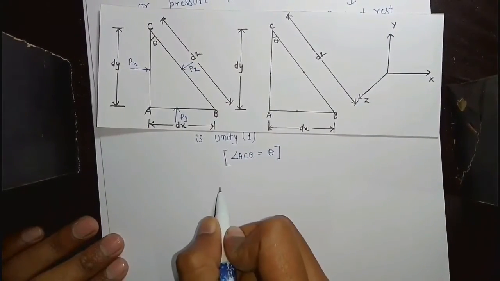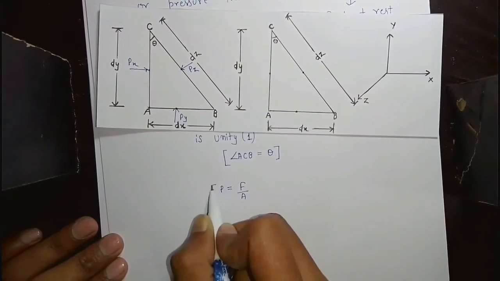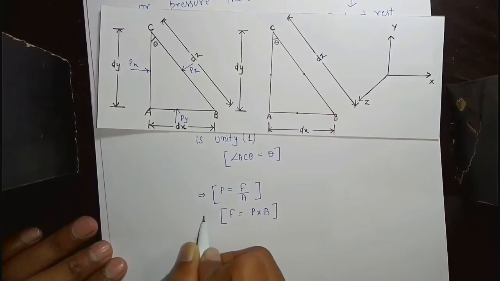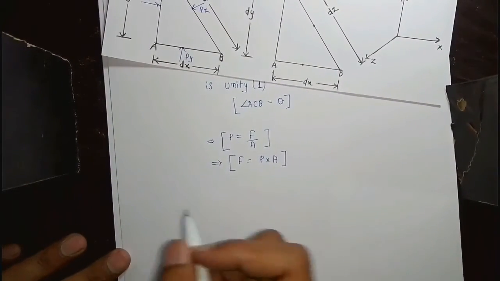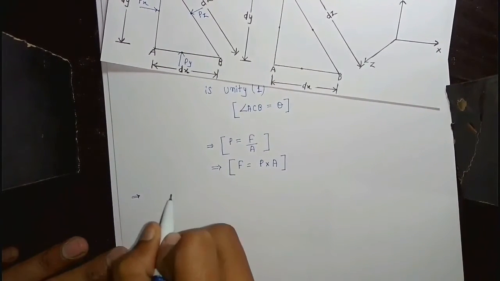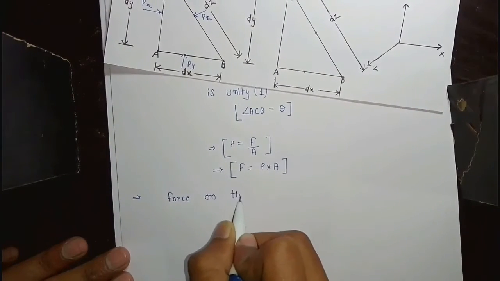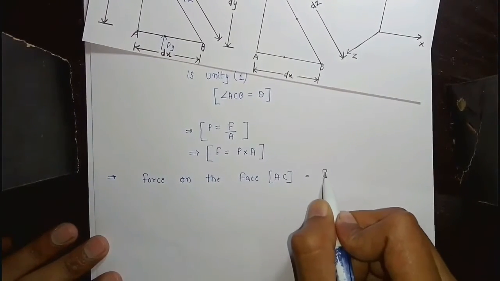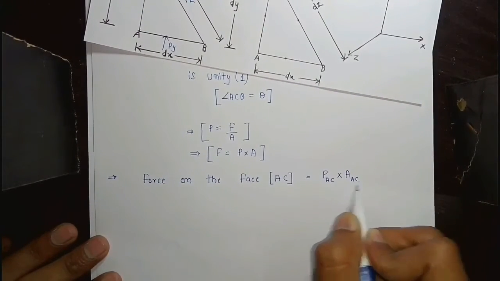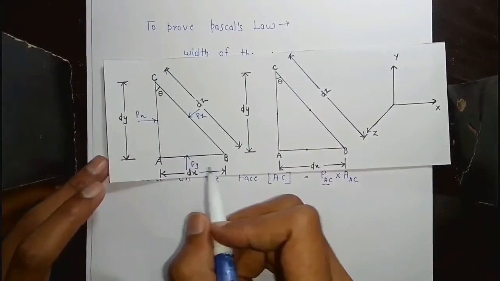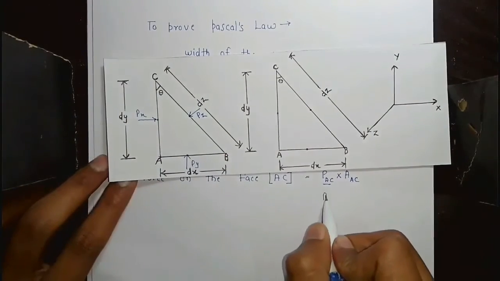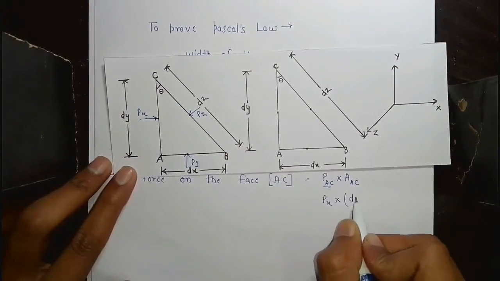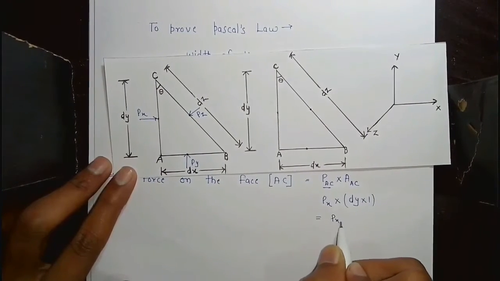Now we know that pressure P is defined as force per unit area. So the force is pressure multiplied by area. Now force on the face AC is pressure on AC face into area of AC face. Now pressure on AC face is Px and area of AC face is dy into unity, which is 1, so dy multiply by 1, so it is Px dot dy.